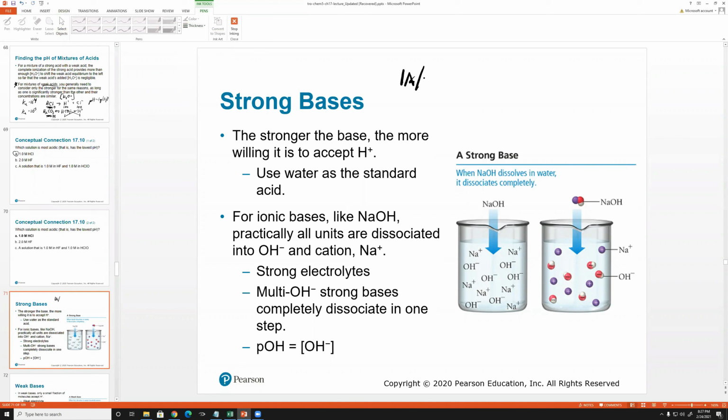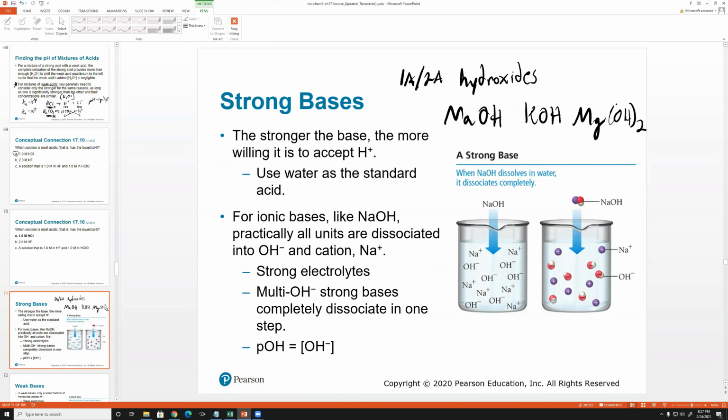group 1A/2A hydroxides. That's the easiest way to remember it. Things like NaOH, KOH, and some of them are not that soluble. Like magnesium hydroxide is not the most soluble thing in the world, but it's still considered to be a strong base, or, well, it's not as strong as NaOH or KOH, but it's on the spectrum of strength. Lithium hydroxide is another one that's pretty strong. So most of them are going to be the group 1A or 2A hydroxides.